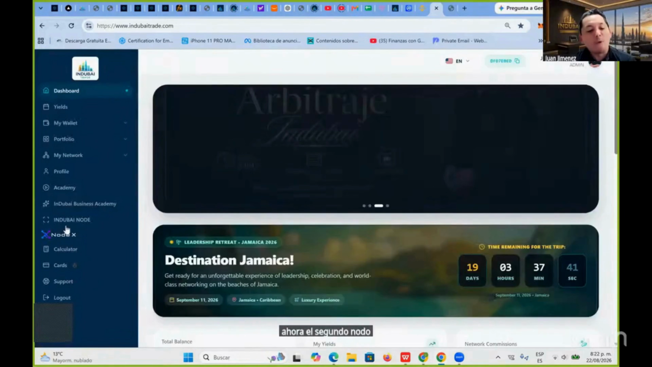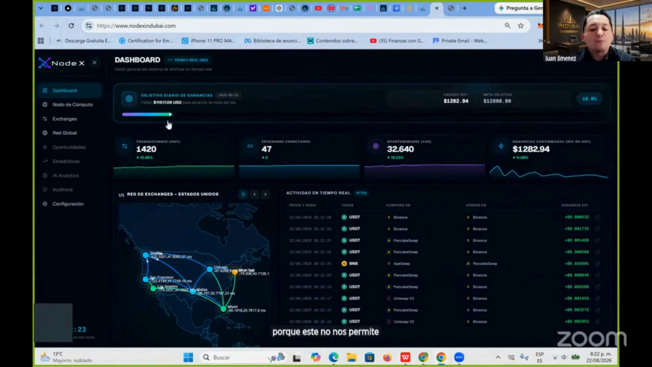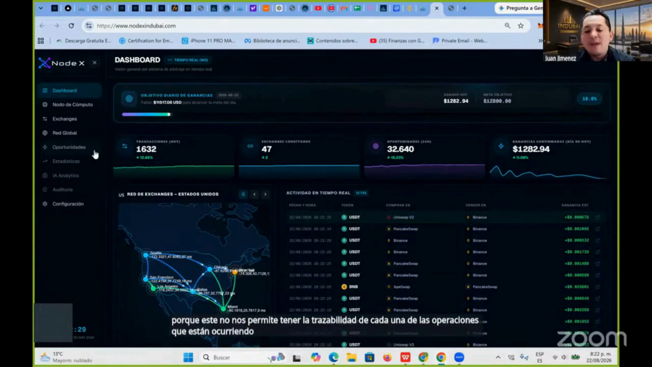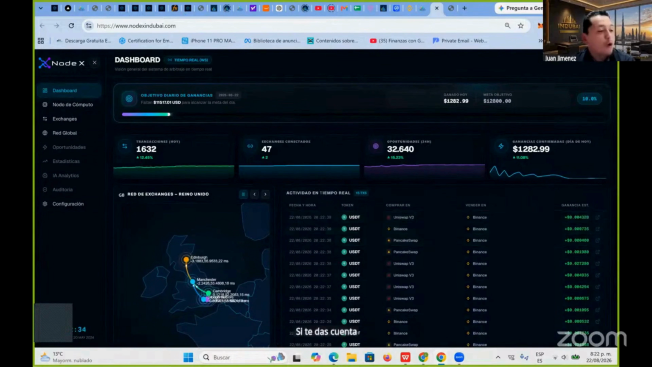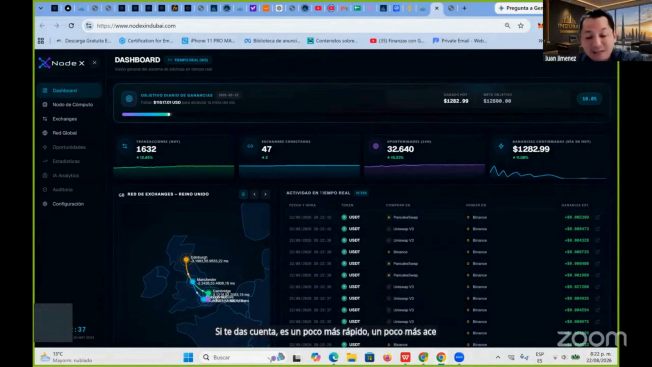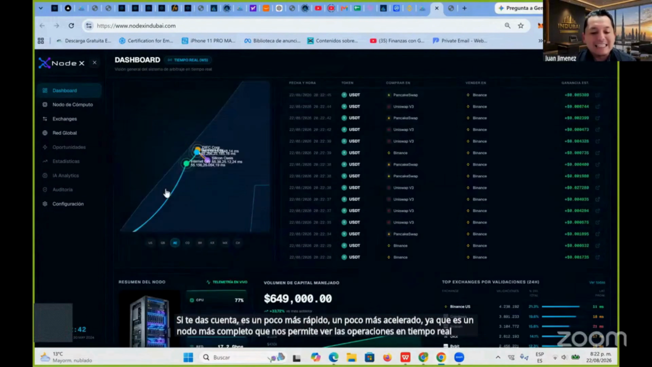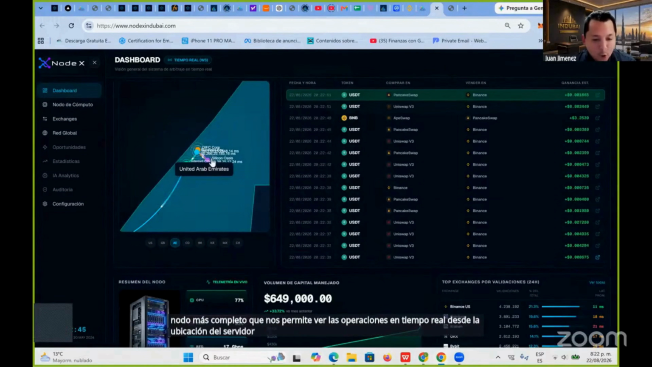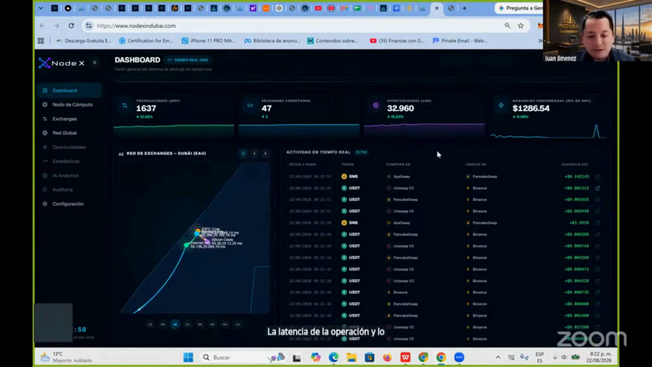Now, the second node is even more sophisticated because this node allows us to have traceability of each of the operations that are occurring within our system. Look at this. If you notice, it's a bit faster, a bit more accelerated since it's a more complete node that allows us to see the operations in real time from the server location with IP, everything completely verified, the latency of the operation, and what is happening in real time.